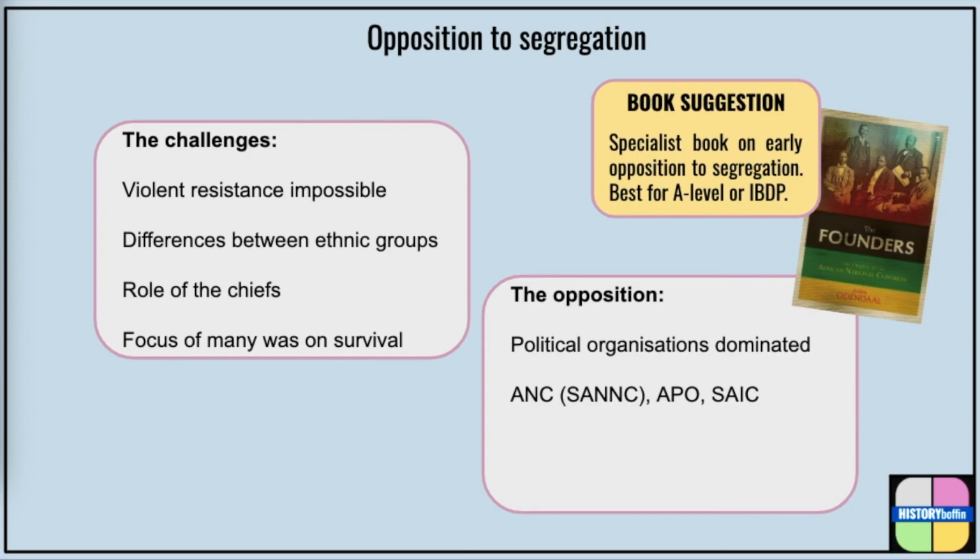The African Political Organisation, which represented coloureds, was founded in 1902, while the South African Indian Congress was founded in 1923. Their actions were limited and failed to make any meaningful impact, leading to some disillusionment with the leaders and criticism that they were not radical enough.